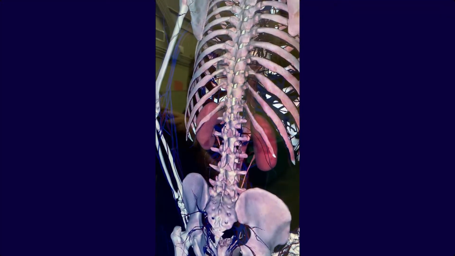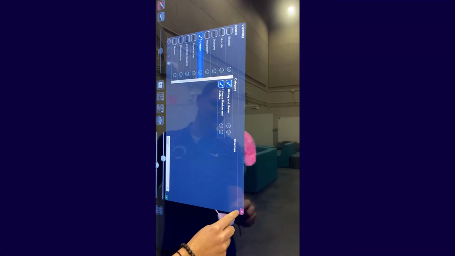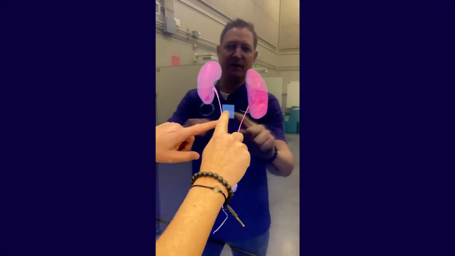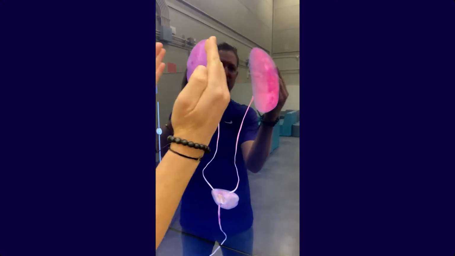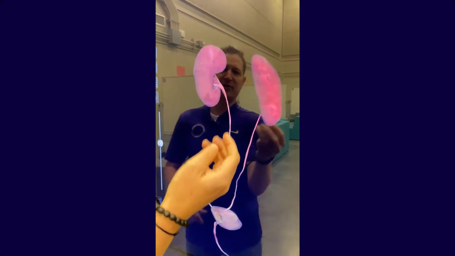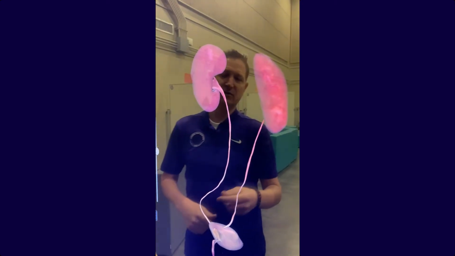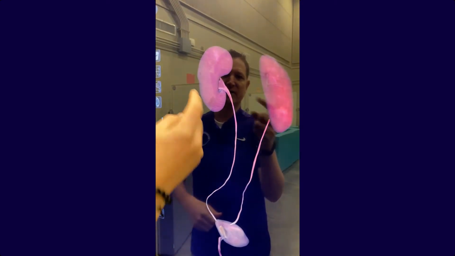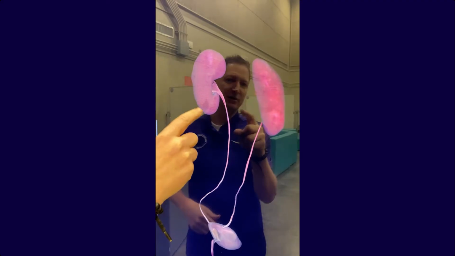Now I'm going to isolate those kidneys so that I can show you the urinary system on our subject. And here's the urinary system. I'll increase the size for you. What you'll notice in this urinary system is there are two kidneys, a left and a right. In the middle here is where you have three different tubes going in. One is a renal artery, one is a renal vein, and one is the ureter.